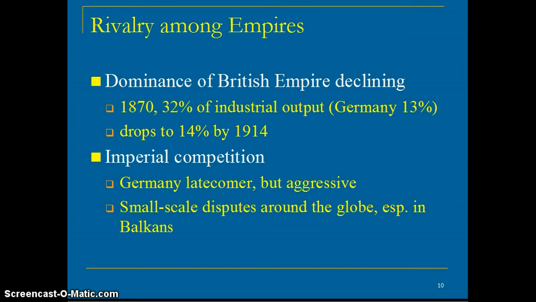The rivalry among empires. The British Empire is starting to decline. They've had dominance for quite a while, since the mid-1750s-ish, a little bit later, but they were the first to industrialize, the first to imperialize, and things have been going great. In 1870, 32% of the stuff being made came from England. And check it out, by 1914 it's dropped to 14%.